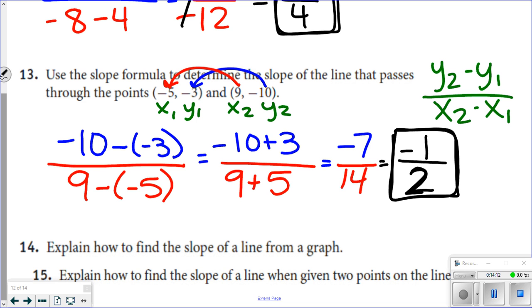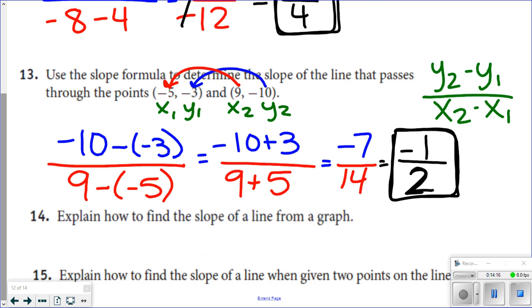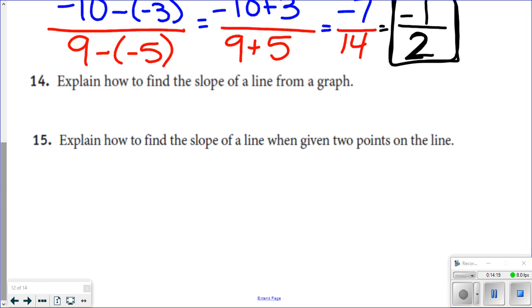Question 14. It says explain. So imagine that you were explaining this to your friend who might have a different Algebra 1 teacher, or to a parent, or to a sibling. Explain to them how you would find the slope of a line from a graph. By looking at a graph. We did this in question 9.